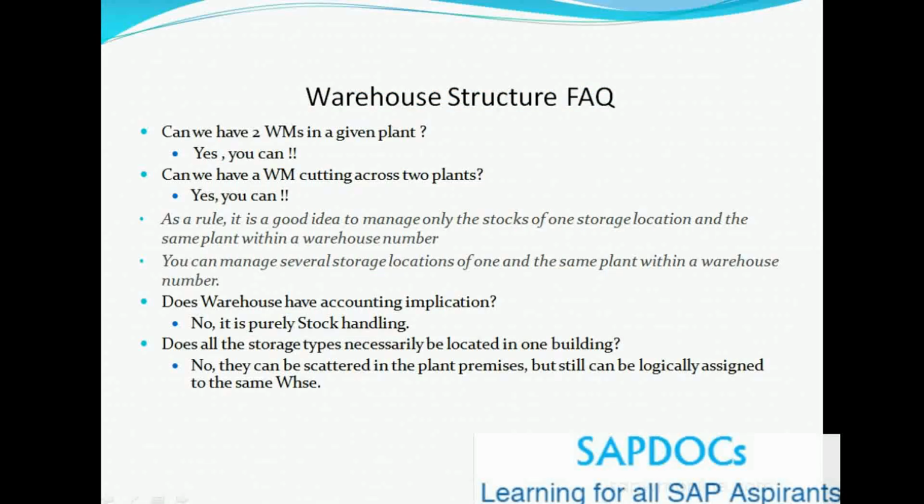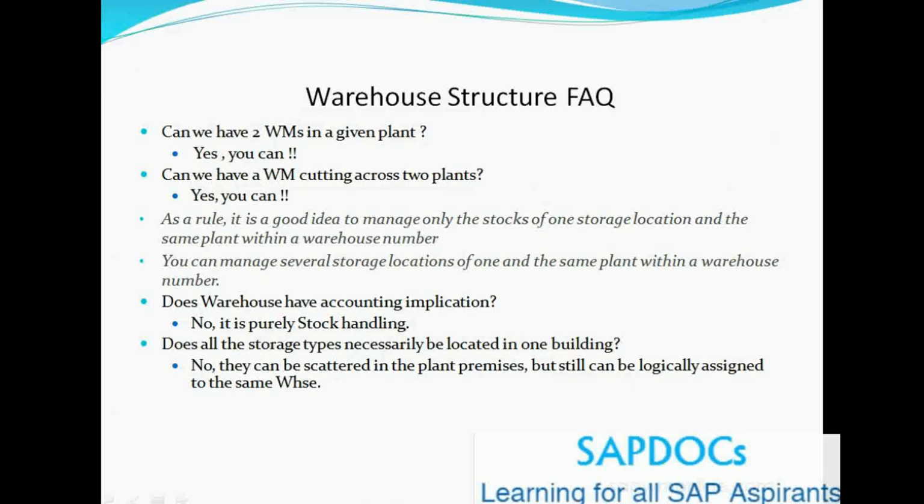Can we have two warehouse management systems in a given plant? Yes, you can. What this means is that one plant has two warehouses. Yes, this is possible. Of course, you will have to have individual storage locations pointing to each warehouse. So you have to have a unique plant, storage location and warehouse combination.